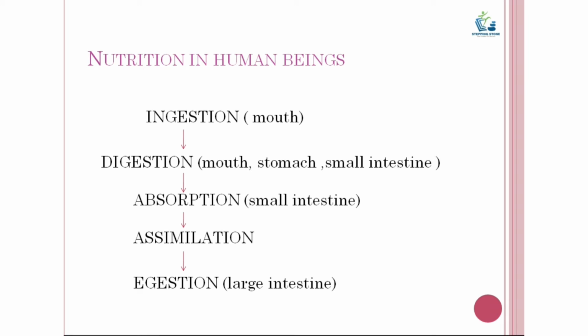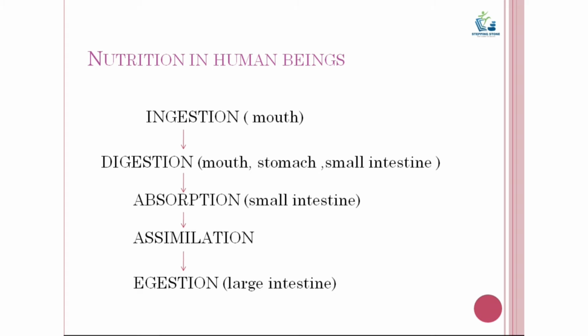Ingestion takes place through the mouth. We take in food through our mouth. Then digestion takes place in several steps. It begins in the mouth. In the mouth, the salivary gland releases an enzyme called salivary amylase, which helps in the digestion of carbohydrates. The partially digested food reaches the stomach, where further digestion takes place. And finally, the complete digestion of the food takes place in the small intestine.